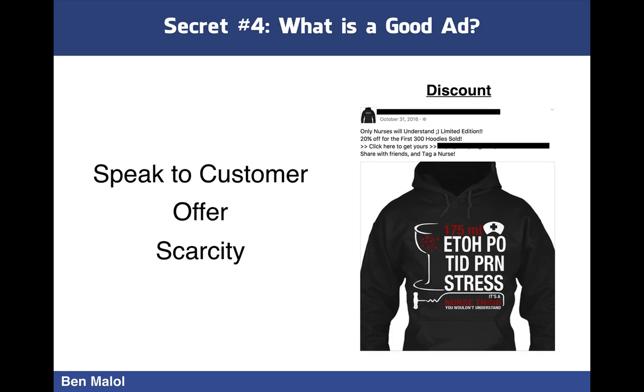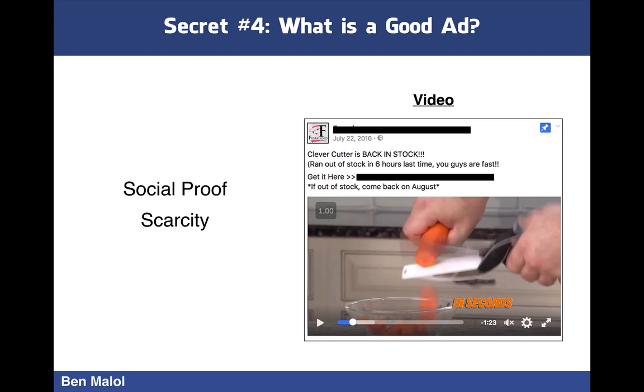Speaking to the customer, offer, scarcity. Only nurses will understand, this ad is targeted at nurses. The offer is 20% off and the scarcity is only 300 sold. So 20% off for the first 300 hoodies sold.